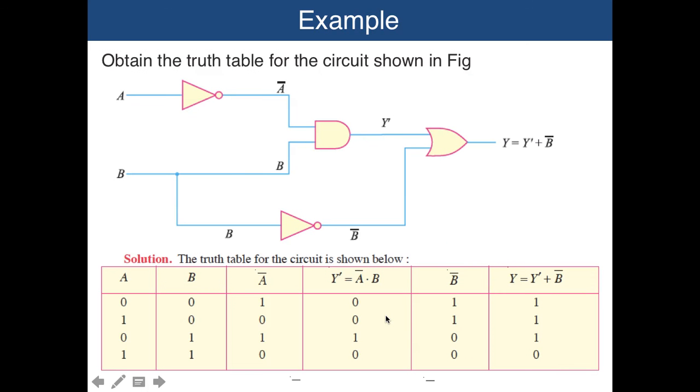Let's take another example. Here there are two inputs. One, A, is connected to a NOT gate, B is directly connected to an AND gate input, and another connection is connected to a NOT gate. This output is connected to an OR gate, and the NOT gate connection is connected to the OR gate input. If we make the truth table, A, B: first one is A bar, and the second, B, also should be B bar, and the output is A bar into B here.